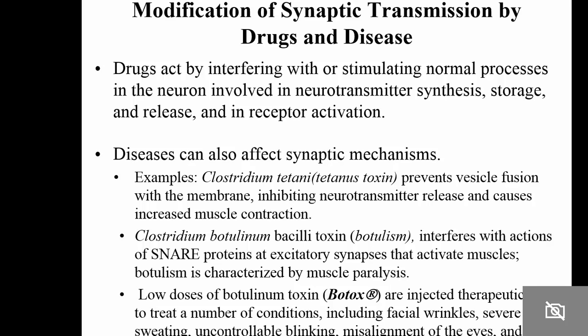So I'll read the very first one. It says drugs act by interfering or stimulating normal processes in the neuron involved in neurotransmitter synthesis. So the presynaptic cell, storage, again, the presynaptic cell, and release, presynaptic cell, or receptor activation. This could either be presynaptic or postsynaptic depending on whether it's an autoreceptor, right? Remember, the autoreceptor is the one that's on the cell that releases the neurotransmitter.